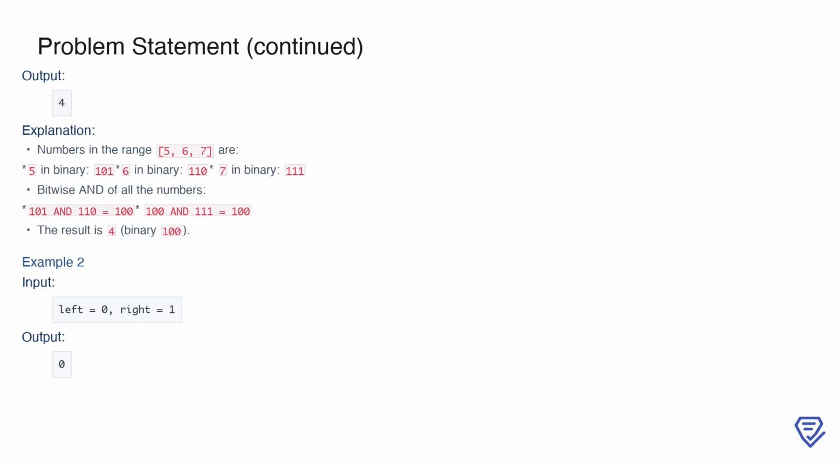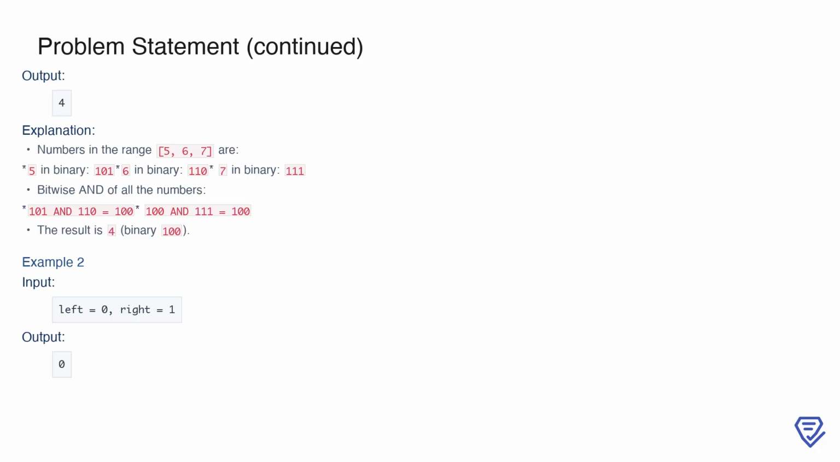To compute the bitwise AND, we first compare 101 and 110, which results in 100. Then, we take this result and AND it with 111, which still gives 100. Converting 100 back to decimal gives us 4, so the output is 4. This demonstrates how the bitwise AND effectively zeroes out bits that differ across the numbers in the range.